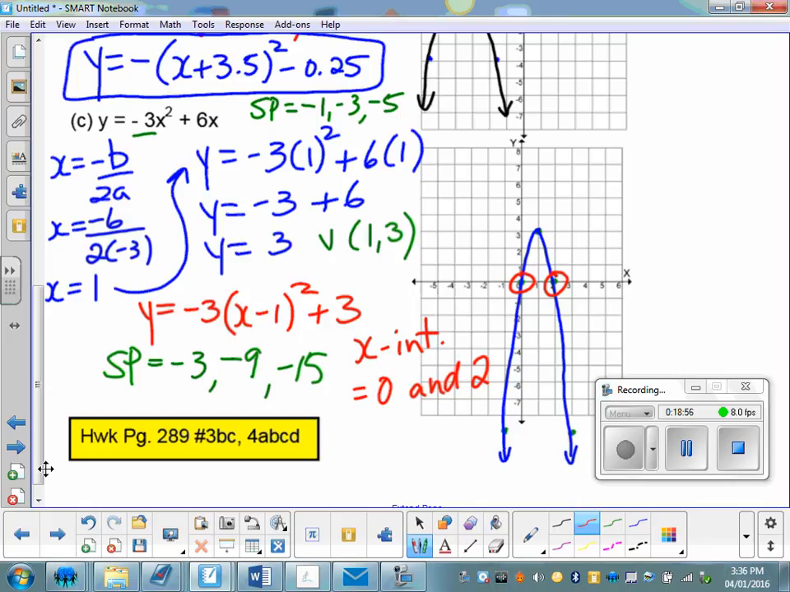All right, so that's solving quadratic equations by graphing. We've got some questions that we'll work on tomorrow in class. Thanks.